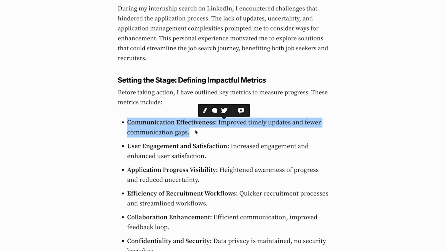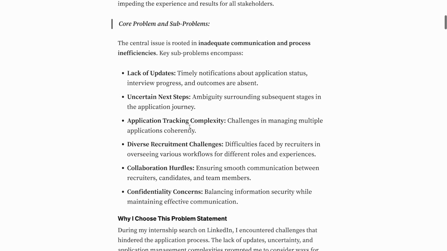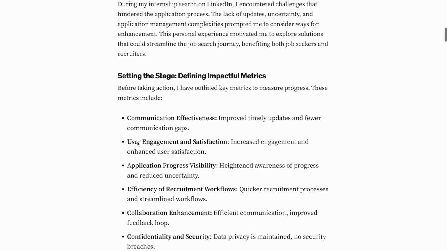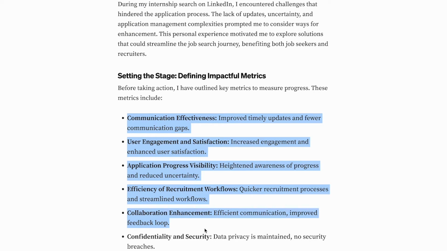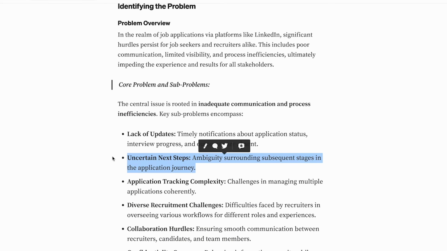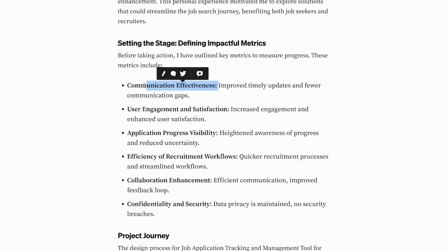So let's try to take an example over here, right? Uncertain next steps. So ambiguity surrounding subsequent stages in the application journey, right? Now, this is a problem statement. Now, what is the solution? I don't know, but the solution does not matter at this point. Now, solving this will improve which of the metrics? I don't know. You have to tell me which one it is for me to judge whether you understand product design or not. Does solving this problem of ambiguity lead to communication effectiveness, increased engagement, enhanced user satisfaction, heightened awareness? What does it solve? It's important to make that correlation.